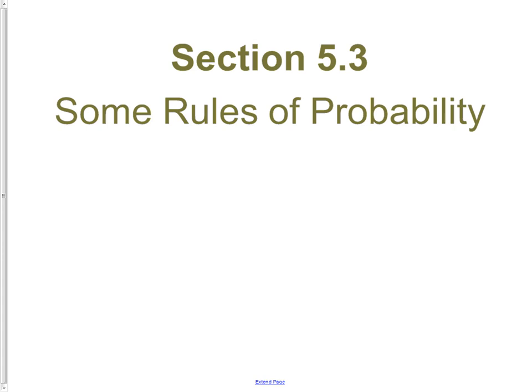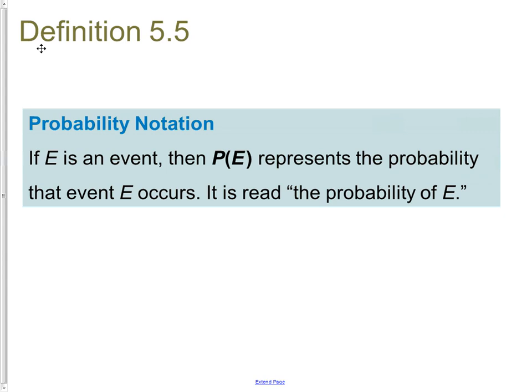All right, so we need some rules for dealing with probability, and that's our next section right here. What are some of these rules for dealing with probability? One of the first things we're going to need is some notation. The notation we use for the probability of an event is to write P and then in parentheses E, and that's going to read as the probability of event E.